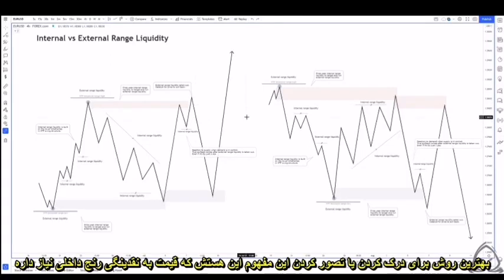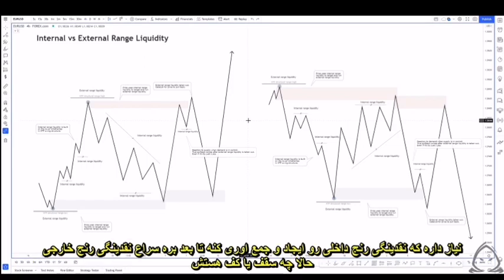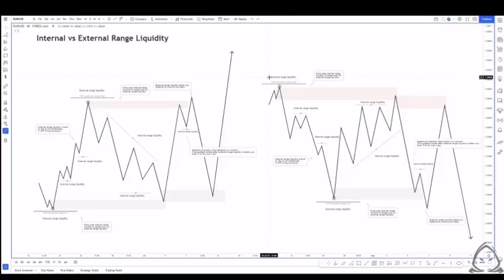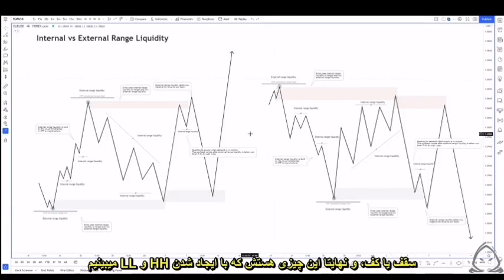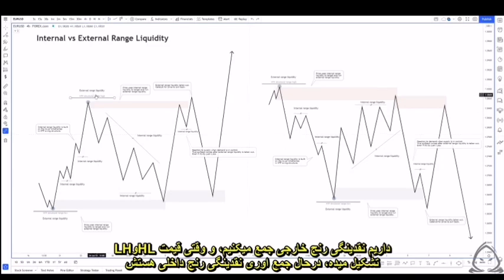The best way of understanding this or conceptualizing it is that price needs internal range liquidity and needs to generate and take internal range liquidity in order to then move on to external range liquidity, whether it's the high or the low. And that's ultimately what's happening when we're seeing price creating higher highs or lower lows.